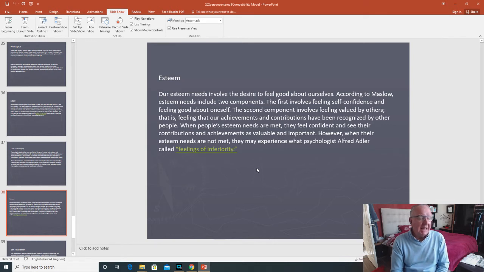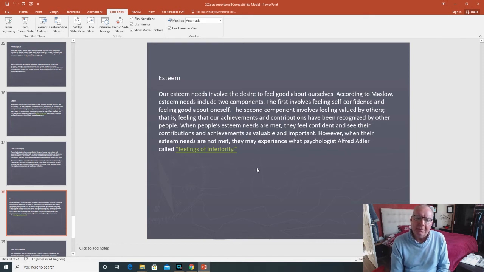The penultimate level of Maslow's hierarchy is esteem needs. Our esteem needs involve the desire to feel good about ourselves. According to Maslow, esteem needs include two components. The first involves feeling self-confidence and feeling good about oneself. The second component involves feeling valued by others, that is, feeling that our achievements and contributions have been recognized by other people. Again, this is extremely important to most people.